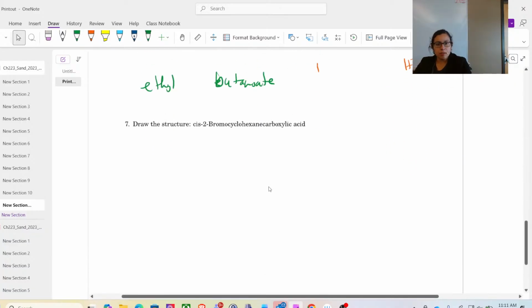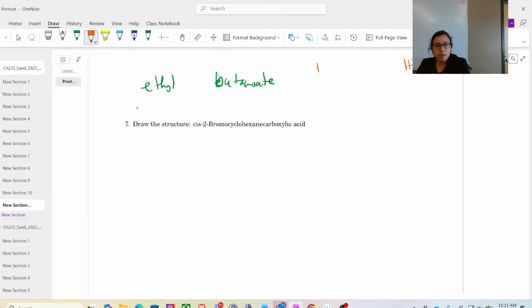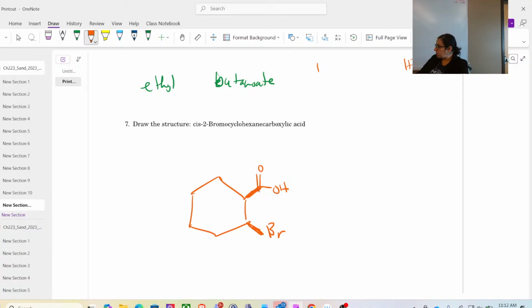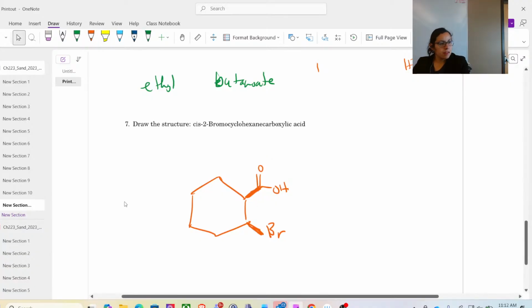All right, and then our last question was draw our structure. So cis 2-bromo-cyclohexane carboxylic acid. And so I'll just draw my cyclohexane carboxylic acid. And then it should be cis though, so then trying to draw it on the same side. 2, so then it should look something like that. And then you could draw them both dashed and down as well, so that would be the same answer.